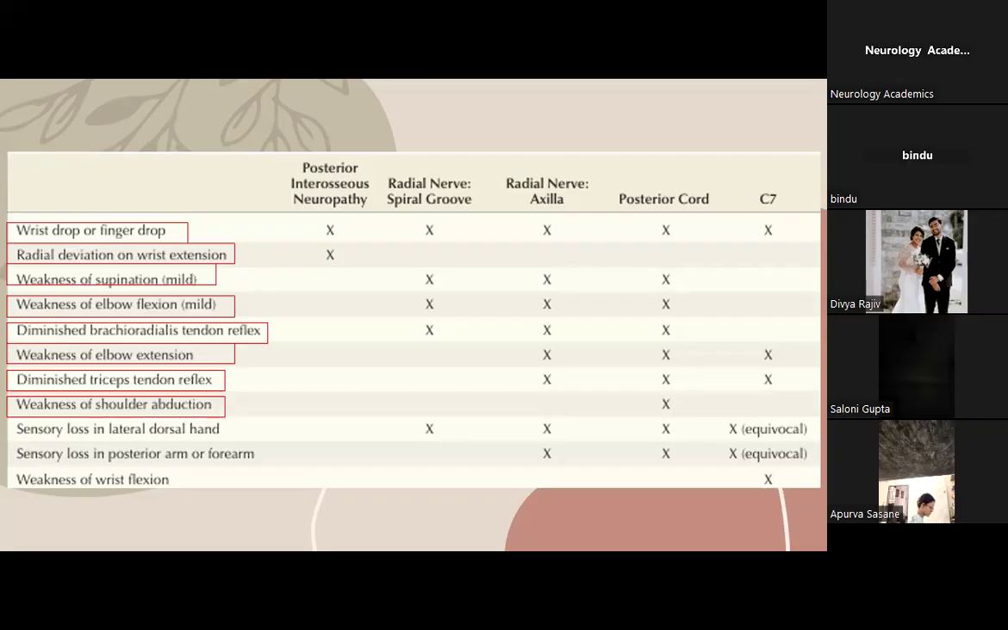Coming to the posterior cord, we know it also gives branches to the axillary nerve and also the thoracodorsal nerve. The axillary nerve supplies the deltoid, so there will be weakness of shoulder abduction. And in case of C7 radiculopathy, there will also be weakness of wrist flexion.